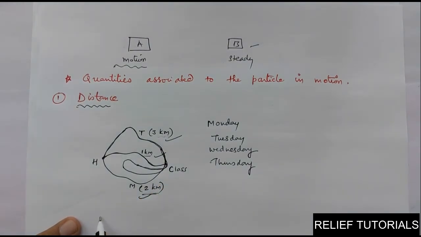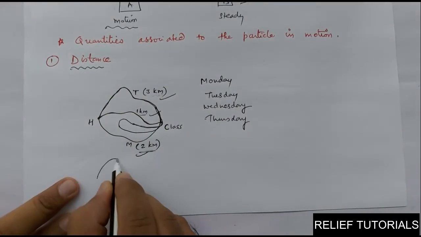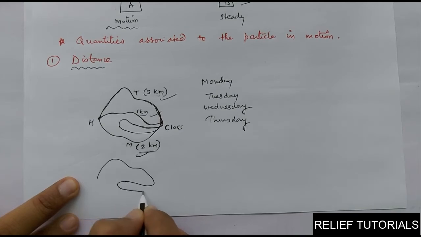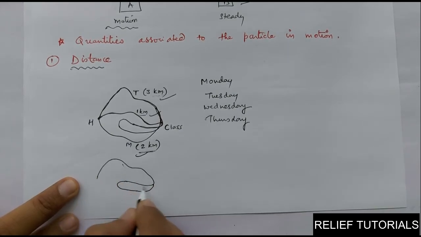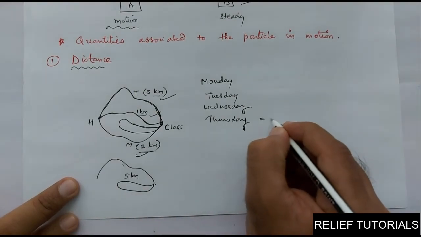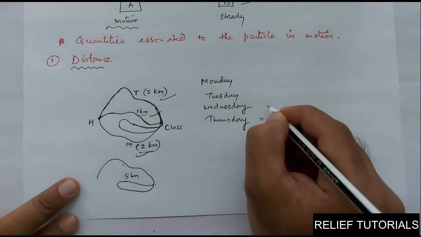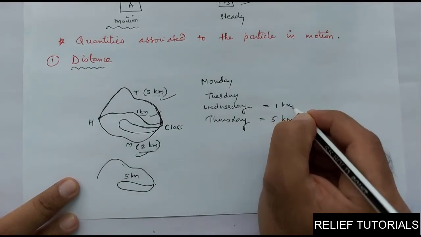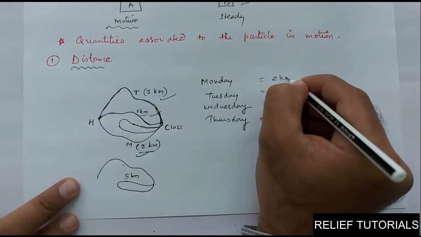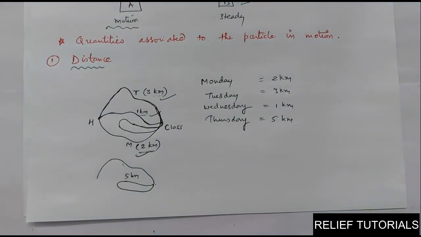So if I draw separately, this is the path followed by you. Home to class to pani puri shop, then soda shop, and then come back to class. So this is your path. And let us say this distance is 5 km. So the distance traveled by you on Thursday is 5 km. On Wednesday it was only 1 km. On Tuesday it was 3 km. And on Monday it was 2 km, since you are going from home to class only. But still the distances are different, because distance does not depend on the place. Distance depends on the route you are following.